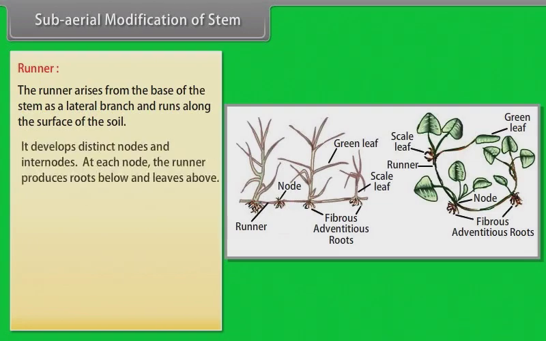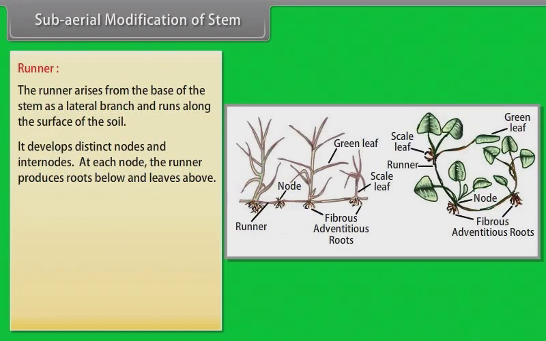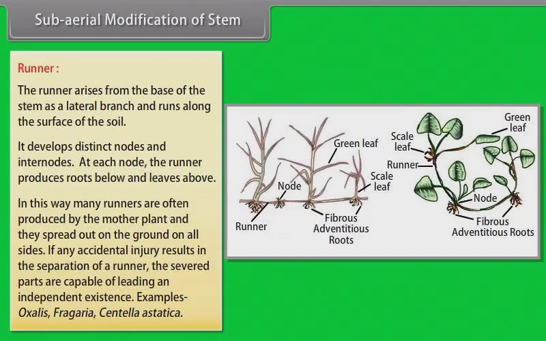the soil. It develops distinct nodes and internodes. At each node, the runner produces roots below and leaves above. In this way, many runners are often produced by the mother plant, and they spread out on the ground on all sides. If any accidental injury results in the separation of a runner, the severed parts are capable of leading an independent existence. Examples: Oxalis, Fragaria, Centella asiatica.